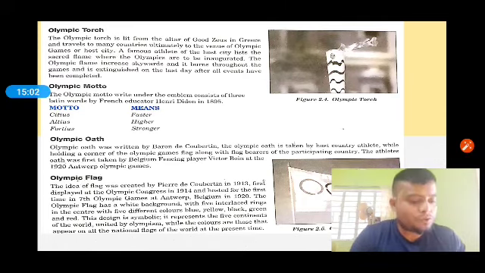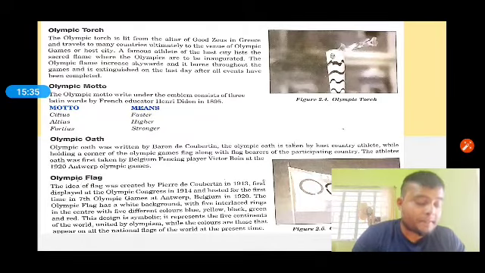Now you see, before the starting of the Olympic Games, there's a torch bearer who holds the Olympic torch, which is given on your screen also, and it is lit from the altar of Zeus. You remember the god of gods, also known to be the head of the gods, Zeus. It travels to many countries, ultimately to the venue of the Olympic Games or host city, and even now it is being done.